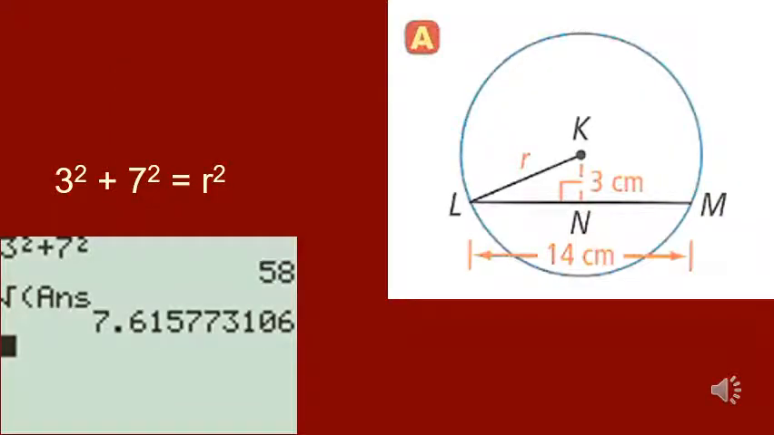This first one, we're supposed to find out what r is. Well, if you look on the left-hand side, you're going to have a triangle where one of the sides is 3 centimeters. The bottom of that triangle would be 7 centimeters because it's half of the chord. And that's why I've got 3 squared plus 7 squared equals r squared. If you work that out, you add it up and you take the square root, you end up with about 7.6 for the answer.